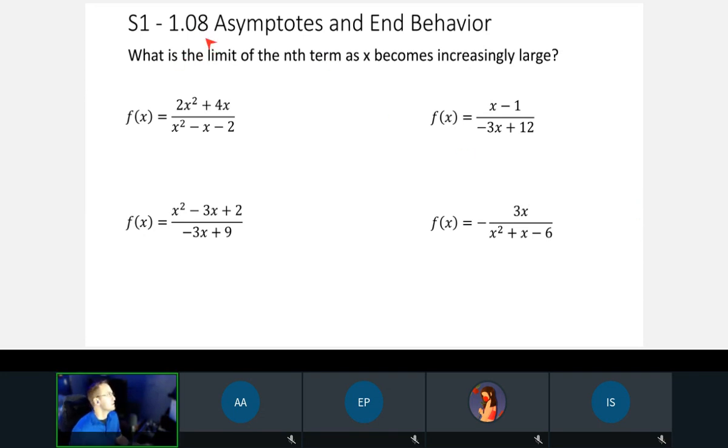All right, so first one says asymptotes. What's the limit of the nth term as x becomes increasingly large? So this is the one where you want to look at your leading term and look at the exponents. Is it bigger on top or on bottom, or is it the same? We learned in Unit 1. This is the semester 1, Unit 1 question.